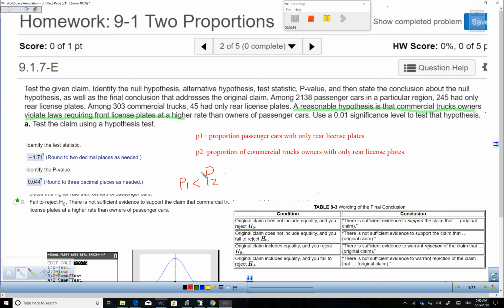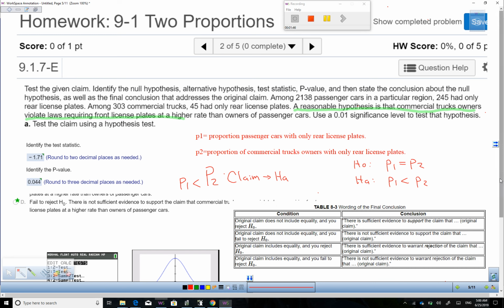So we have this situation in the claim, and that corresponds to the alternative hypothesis. The null hypothesis will be that P1 is equal to P2. Remember, the null hypothesis only admits equality as a mathematical statement, and the alternative hypothesis will be P1 is less than P2.